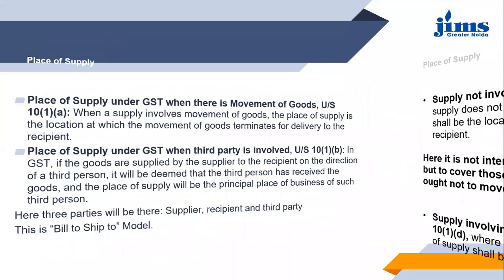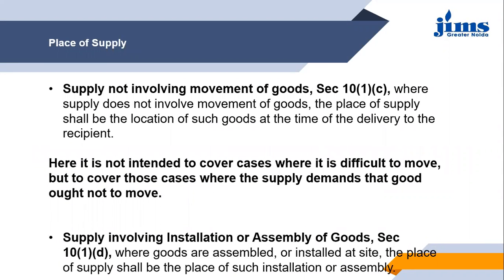Fine. Then moving on to the next point, which involves supply not involving movement of goods under section 10, subsection 1, clause C, where it says where the supply does not involve movement of goods, the place of supply shall be the location of such goods at the time of the delivery to the recipient. So this point simply says that this is about supply where the goods are not moving. Goods are not moving here means the goods are not changing their place.